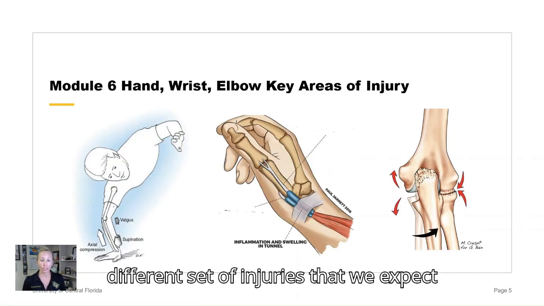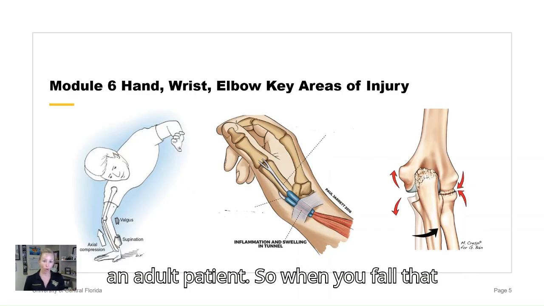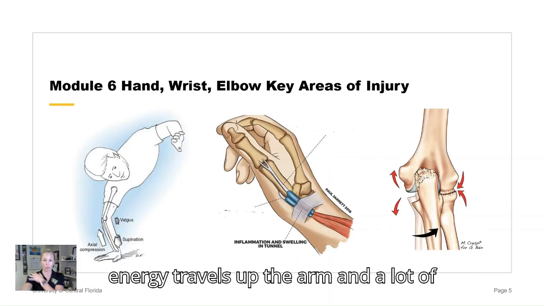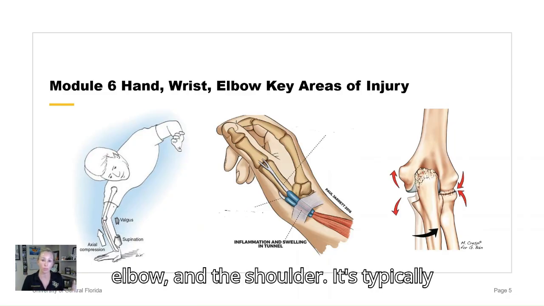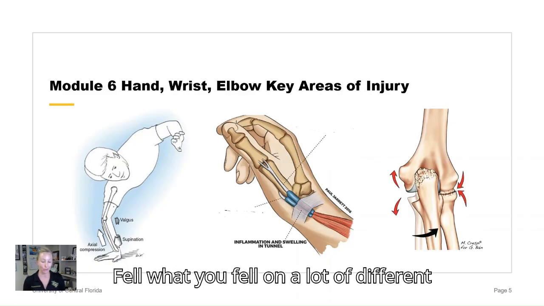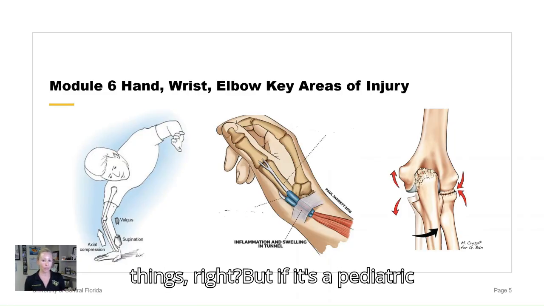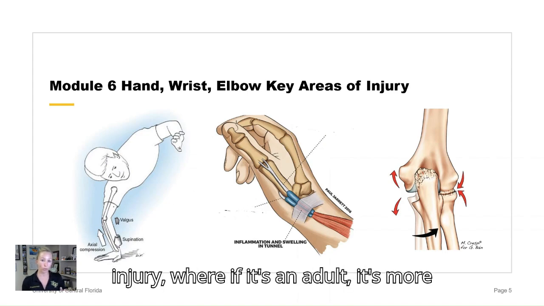And there's two different sets of injuries that we expect to happen between a pediatric patient and an adult patient. So when you fall, that energy travels up the arm, and a lot of things can happen at the wrist, the elbow, and the shoulder. It's typically going to find the weakest point. Also it depends on how you fell, how fast you fell, what you fell on, a lot of different things, right? But if it's a pediatric patient, it's more likely to be bony injury, where if it's an adult, it's more likely to be soft tissue.